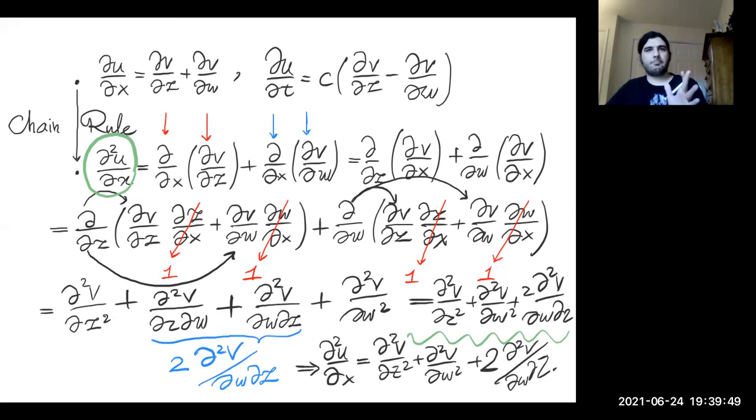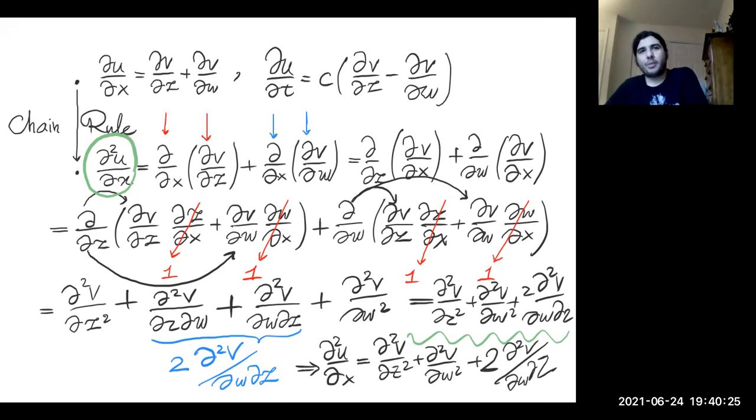Okay, any question in these computations about chain rule and just commuting the derivatives? Everything's good? Okay, great. So let's see. Let's continue.